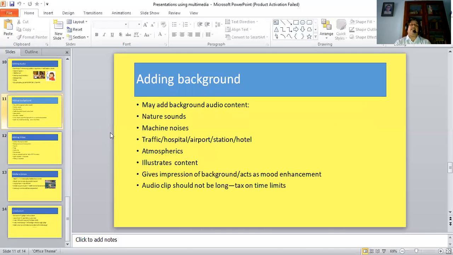Now, what is important to keep in mind is that the audio clip should not be too long. Preferably, an audio clip of around 13 seconds or around 20 seconds is optimum, or it should be less than a minute, or it should not be more than a minute in time. Because the longer your audio clip is, I think you can understand what problems you will face as a presenter. Yes, can you say what problems you will face?